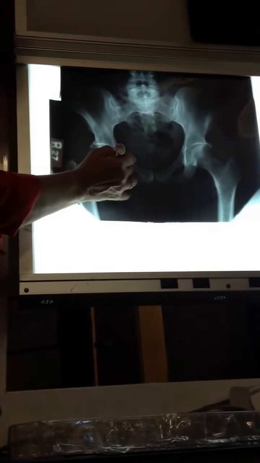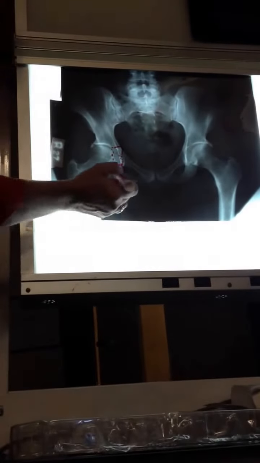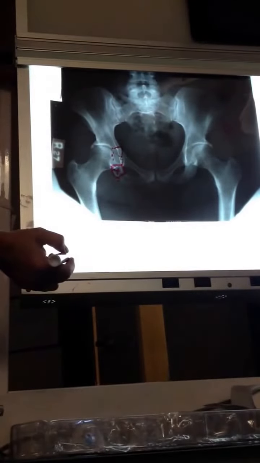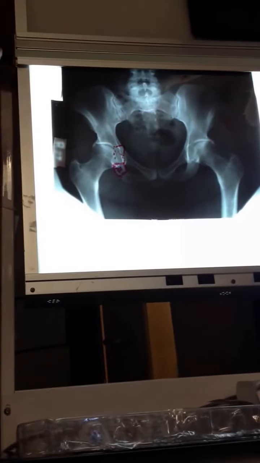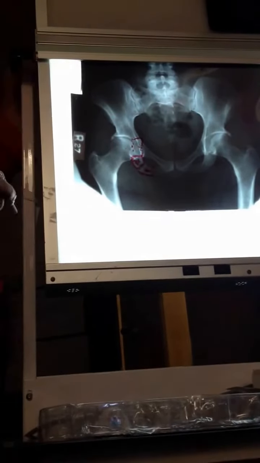This part right here, the bottom part. The body of the ischium, isn't it? Or no, pubis? Wait, which one? Right here, that one, where the X is. Body of the pubis. It's hard to see where it lies. Yeah, that's the body of the ischium, the superior ramus of the ischium, inferior.